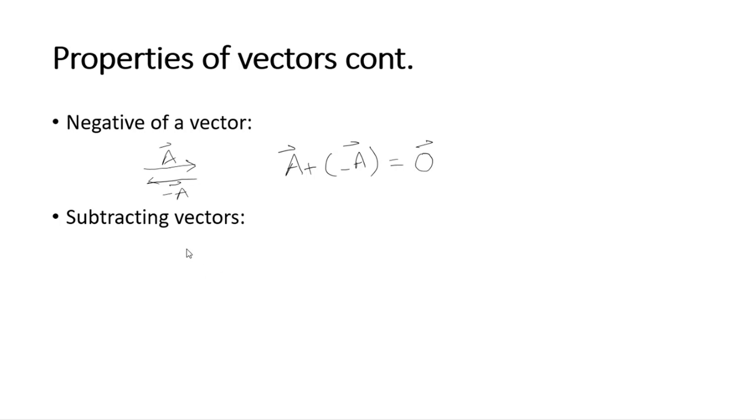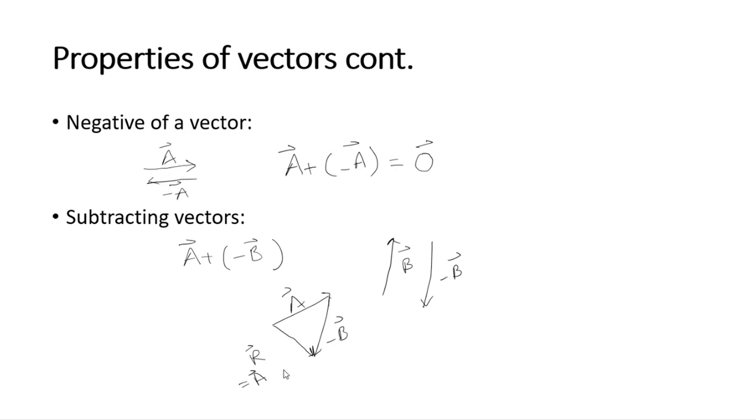How can we subtract vectors? For example, I am given a vector A and I need to subtract a vector B. A is given in this direction and B is given in this direction, then negative of B will be like this. If I need to add them up, I draw negative of B like this. This will be the resultant vector, which is equal to A minus B. So this is the graphical method.